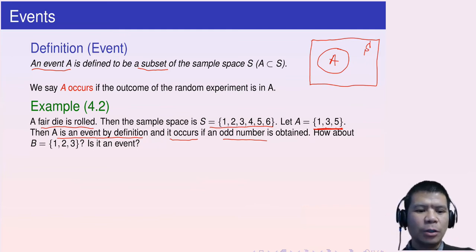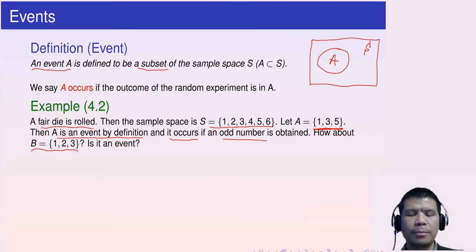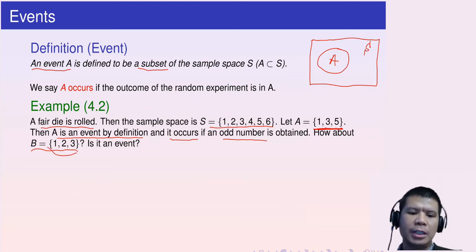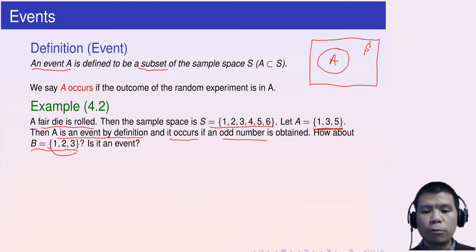Okay, very good. So what about B? B is 1, 2, 3. Is this an event? Yes, right? Because 1, 2, 3, this set is also a subset of the sample space. Therefore, it is an event. It is anything below 4.